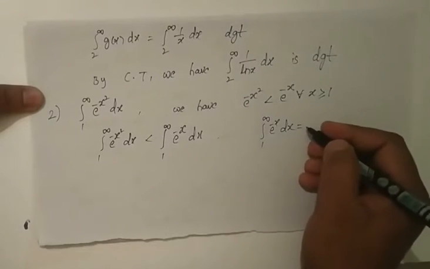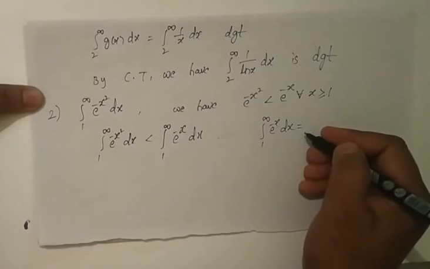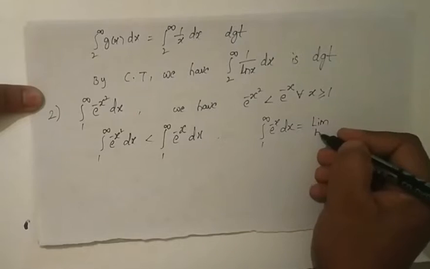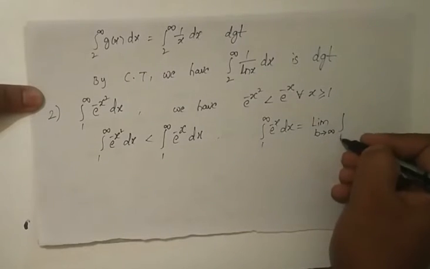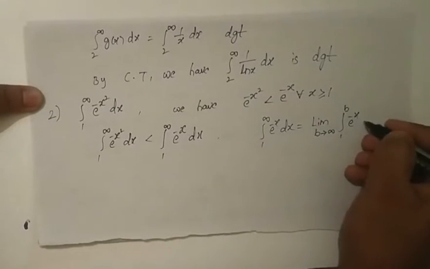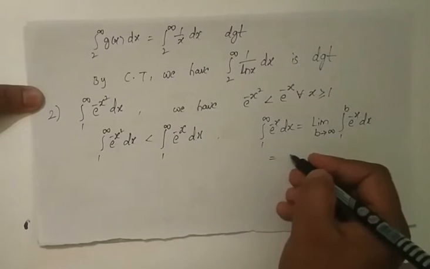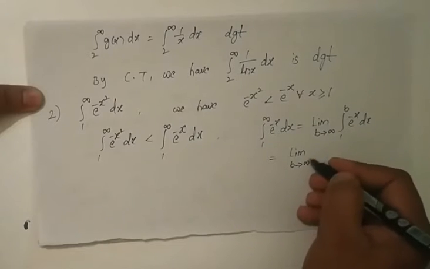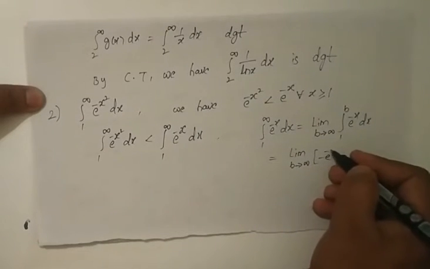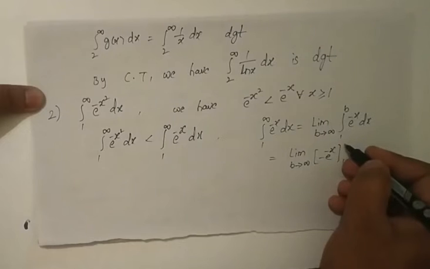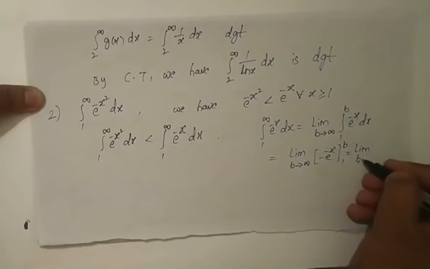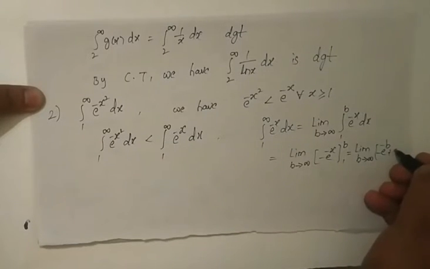The integral from 1 to infinity of e power minus x dx can be written as limit b tends to infinity of the integral from 1 to b of e power minus x dx. The integration of e power minus x is e power minus x divided by minus 1, which is nothing but minus e power minus x. The lower limit is 1, the upper limit is b. So this can be written as limit b tends to infinity of minus e power minus b plus e power minus 1.